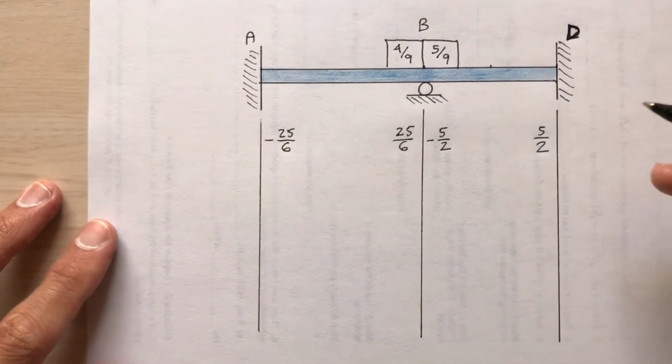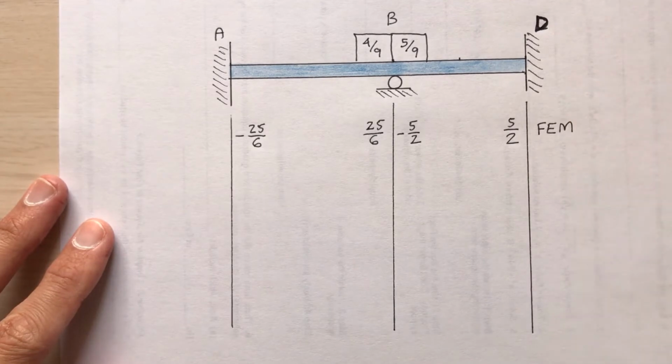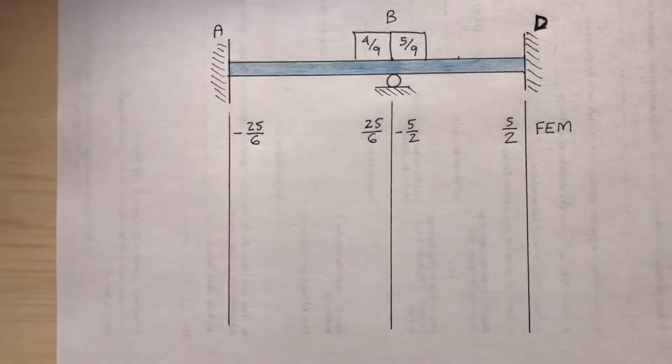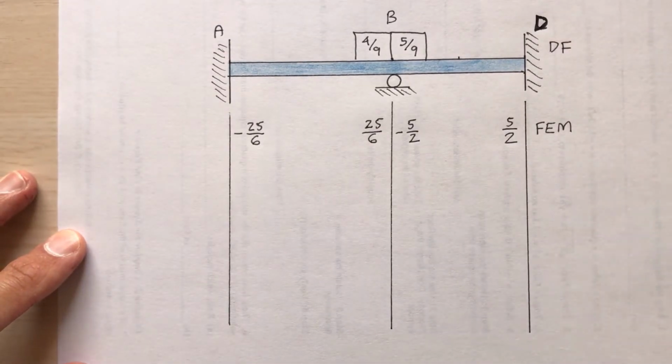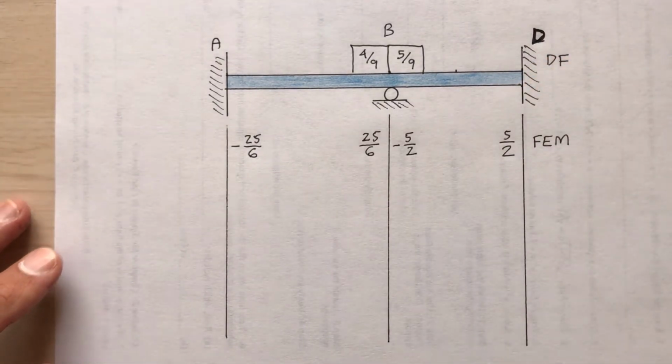Off to the side here, I'm going to put FEM. Those are the fixed end moments. And what did I put up at the top? Those were the distribution factors. So up at the top, I'll put DF, distribution factors. The distribution factors refer to those. Fixed end moment refers to these numbers. Okay, how does that look?